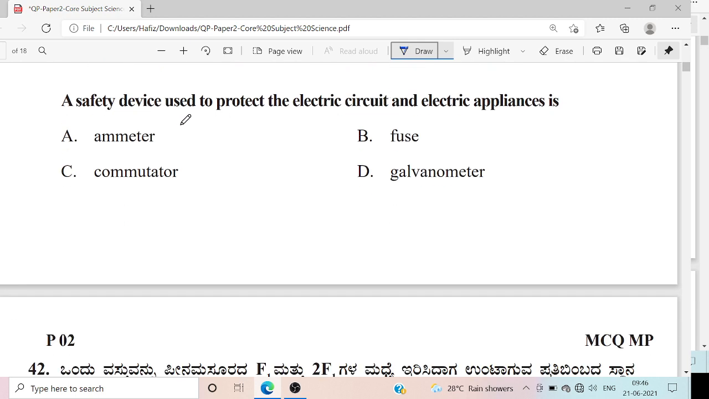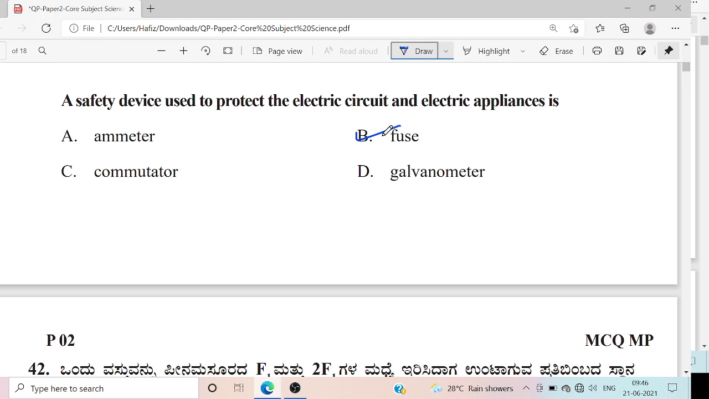A safety device used to protect the electric circuit and electric appliance is. You know very well, fuse is a safety device which has been installed in our houses to protect the electric circuit as well as appliances from any possible damage in case of an accidental hike in the voltage, or else due to overloading or short circuiting.